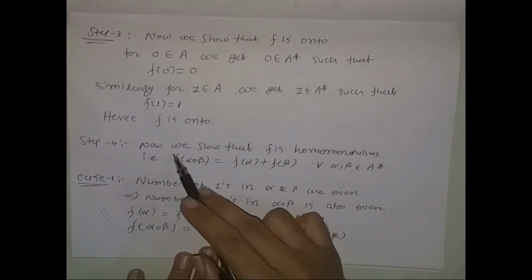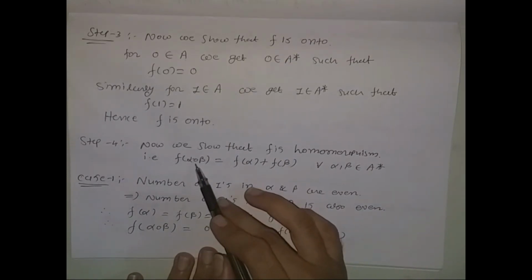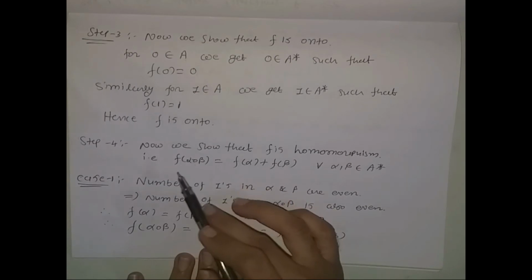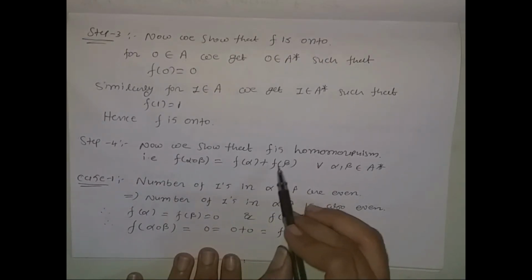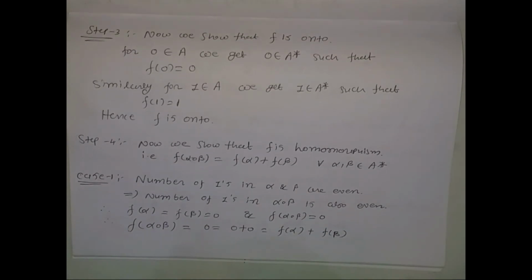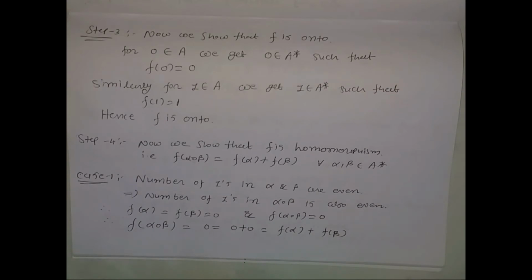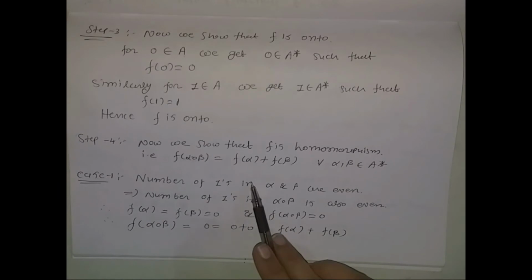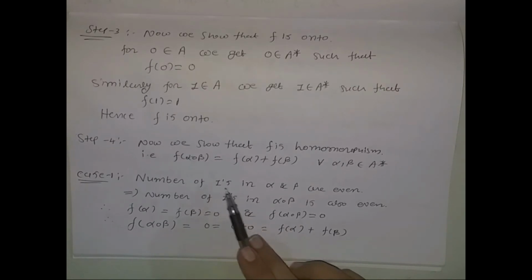Now next we will show that f is a homomorphism, that is, f of alpha, where this is the catenation binary operation, f of alpha catenation beta is equal to f of alpha plus f of beta. Now there are four cases, for all alpha, beta belonging to A star. So case number 1 is the number of ones in alpha and beta are even.